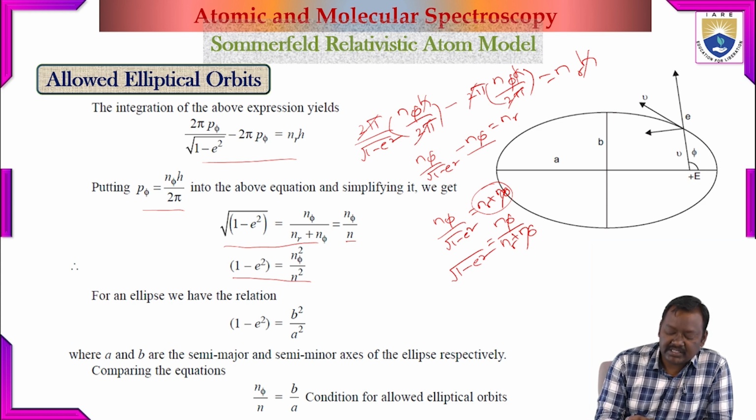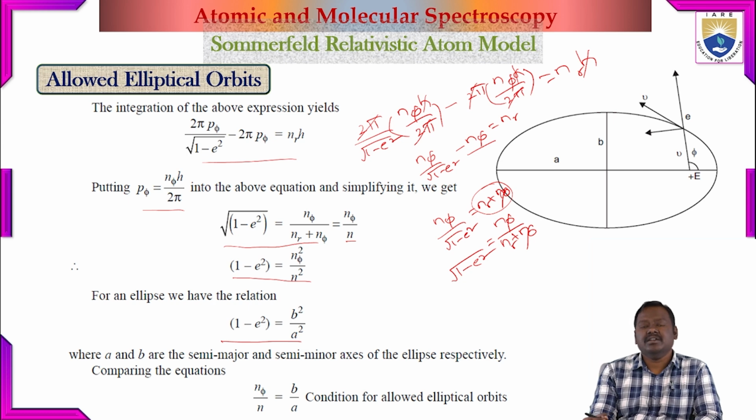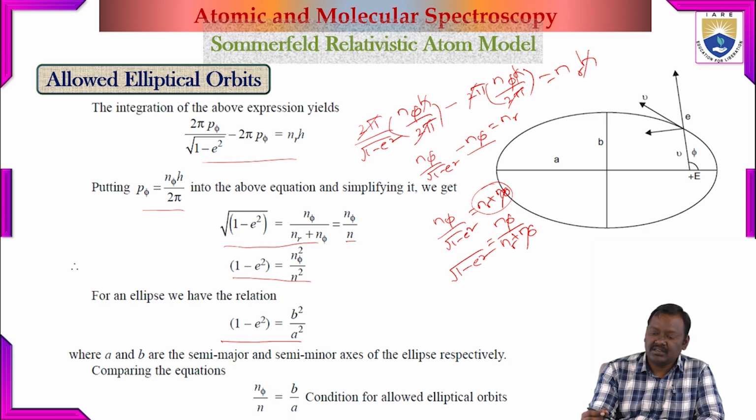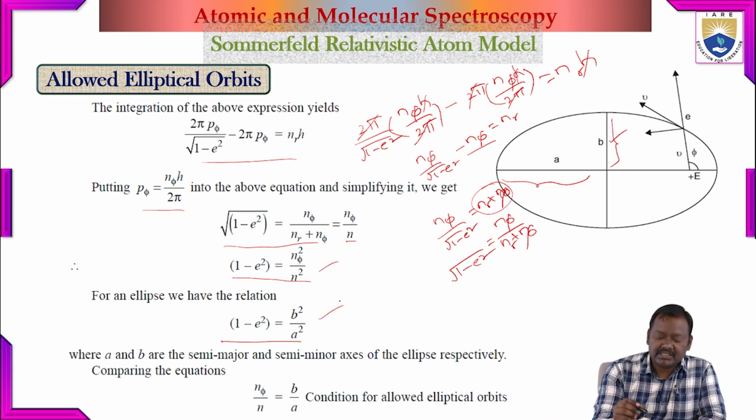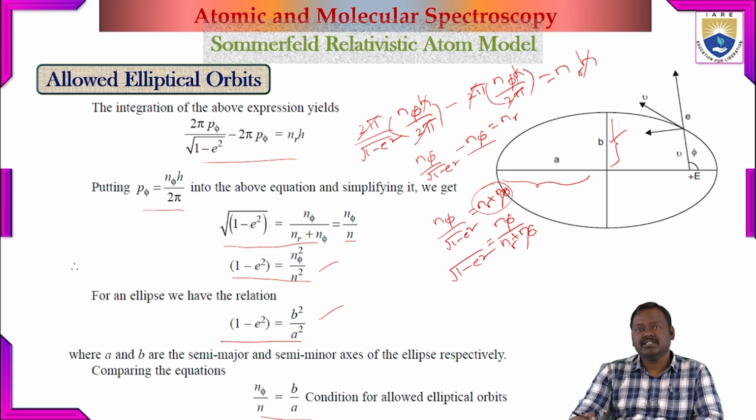But for the ellipse, the relation is that 1 − e² equal to b²/a², where a and b are the lengths of the semi-major and semi-minor axes. On comparing these two equations, we can write n_φ/n equal to b/a. n_φ is the azimuthal quantum number and n is the principal quantum number. So the ratio between the azimuthal quantum number and the principal quantum number must be equal to the ratio between the semi-minor axis and semi-major axis. This is the condition for allowed elliptical orbits.